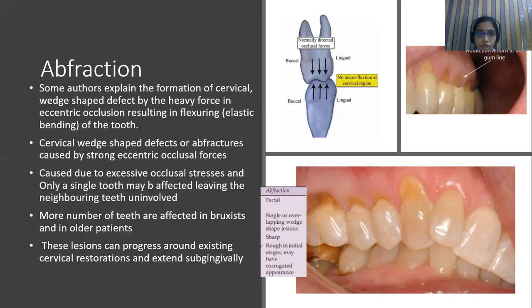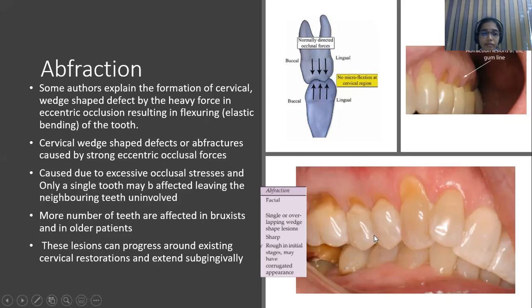in eccentric occlusion, resulting in a flexuring or elastic bending of the tooth. The cervical wedge-shaped defects or abfractions are caused by strong eccentric occlusal forces. It is caused due to excessive occlusal stresses. So these are wedge-shaped defects in the cervical region of the tooth, and they are caused due to excessive occlusal stresses in the eccentric occlusion. This causes a flexuring or bending of the tooth, resulting in abfraction.